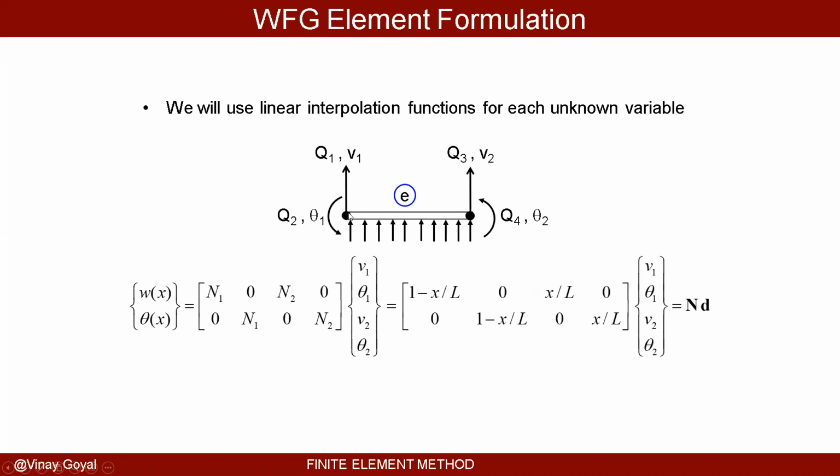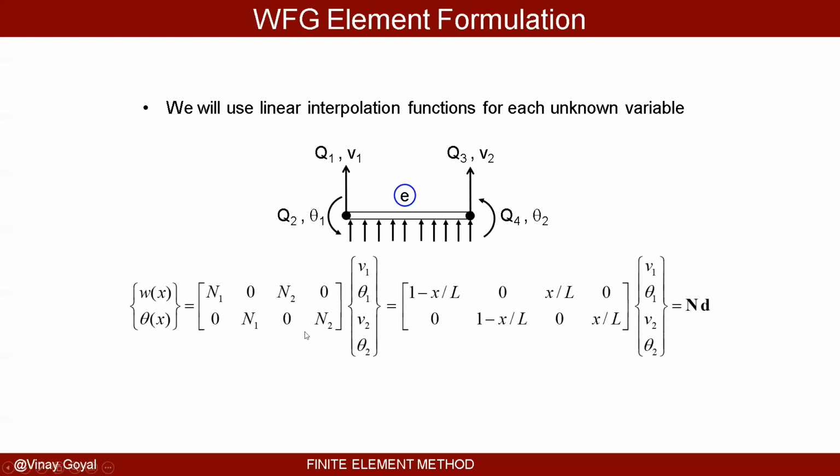So I have two unknowns at this node, which I already told you there has to be two, theta 1 and v1, and then here I'll call it theta 2 and v2. These are the unknowns that I need to really track per node. And w of x is approximated as N1 times v1 plus N2 times v2, and theta of x is approximated as N1 times theta 1 and N2 times theta 2.